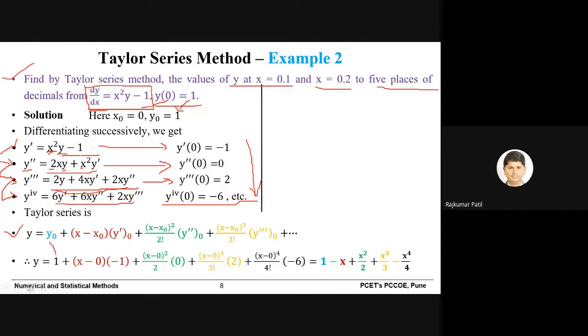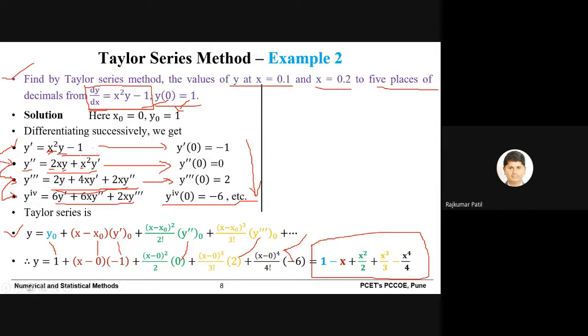So y naught is 1, x naught 0, y dash naught, y double dash naught, y triple dash naught, and other values you can put in this equation and simplify the same. Upon simplification, you will get the final equation for y as 1 minus x plus x square upon 2 plus x cube upon 3 minus x raised to 4 upon 4. If you are interested, you can also find out higher degree terms as well.